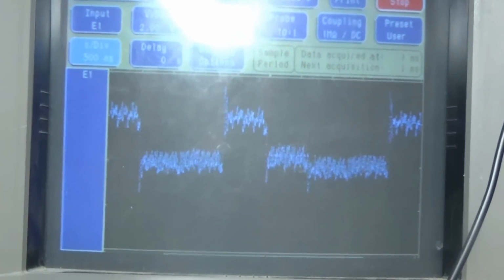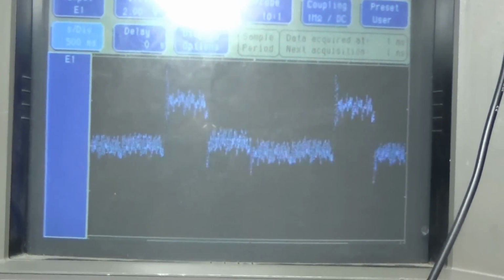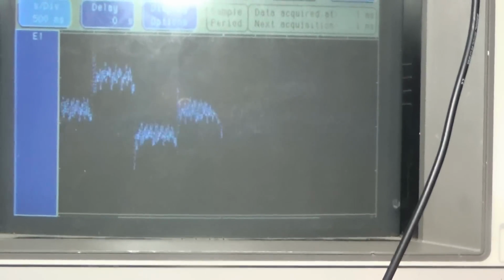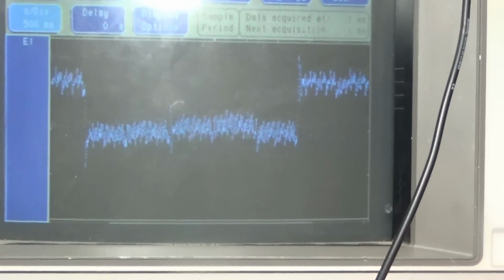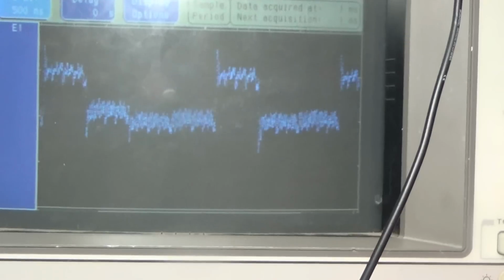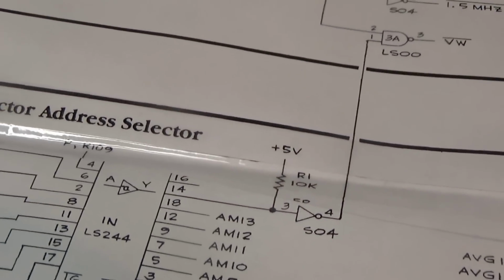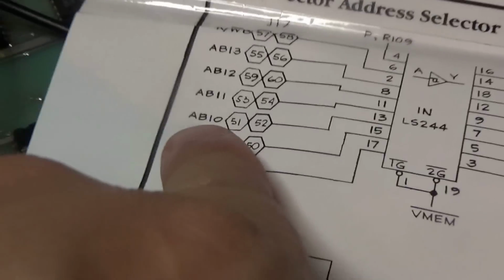And absolutely that address bit is floating. It's half floating. It will not drive low. That's address bit 2. So that is definitely a problem right there. It's address bit 10. Address bit 10.